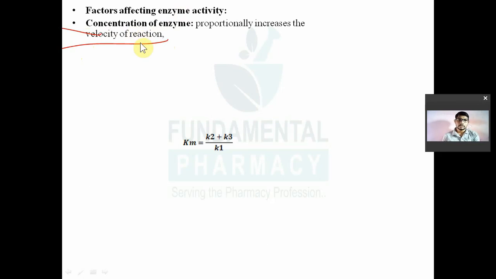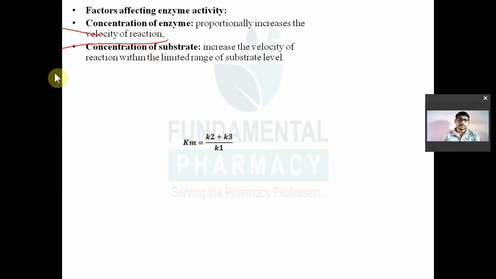Then the next factor is the concentration of substrate. If you increase the concentration of substrate but not the enzyme, then within a certain range of substrate level the velocity of reaction will increase, and after that it will remain constant. So the increase in velocity is seen within a certain range of substrate concentration, and after that it is constant. You will get a hyperbola type of curve.